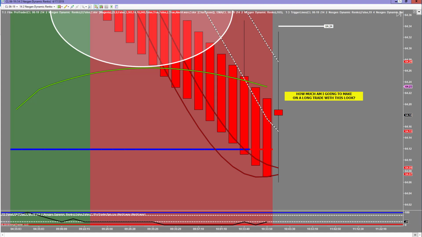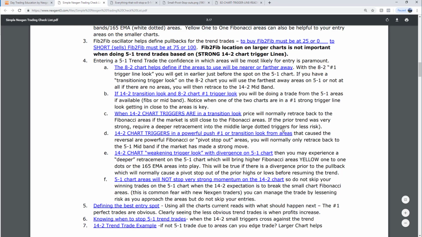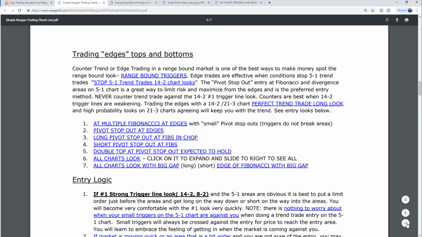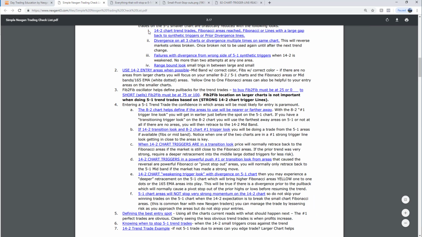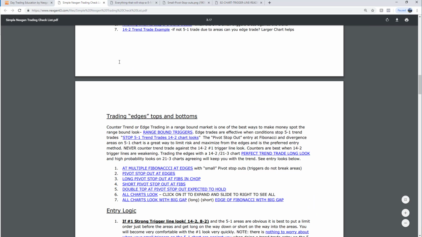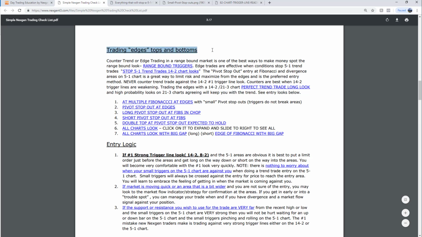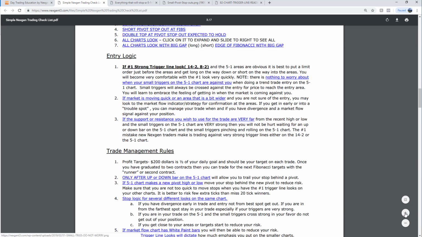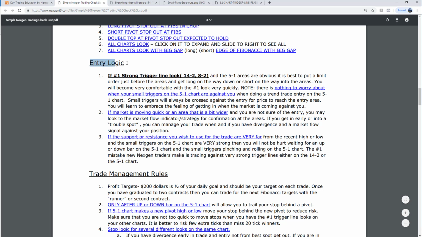Which brings me to my next point, which is the trigger line looks, not only are they used for when to do trend trades, right? And when to do trend trades, when to stop trend trades. They're also when you're supposed to trade at the tops or bottoms. And the trigger line looks are also dependent on your entry logic. So look what the entry logic says. If the strong trigger line look is on both of your charts and you have a 5-1 area, it's best to just put a limit order at the spot to get in.